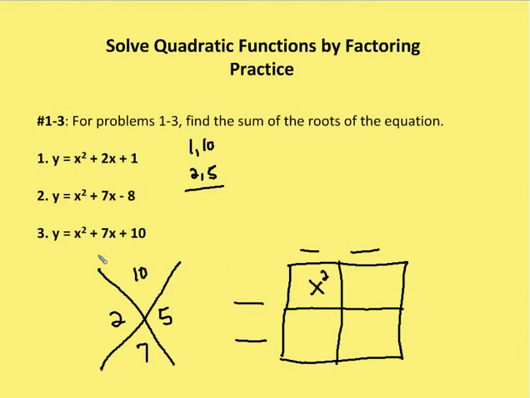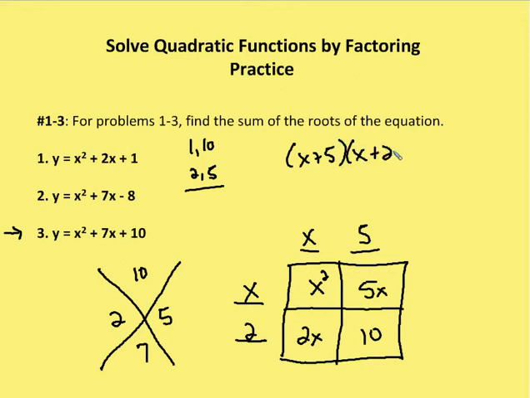My first term for number 3 is going to be x squared. My c value is 10. I have 2x here, one of my factors, 5x here. Greatest common factor in the first column is going to be x. Greatest common factor in the second column is 5. Greatest common factor in the first row is x. Greatest common factor in the second row is 2. And again, I factored x plus 5 times x plus 2.